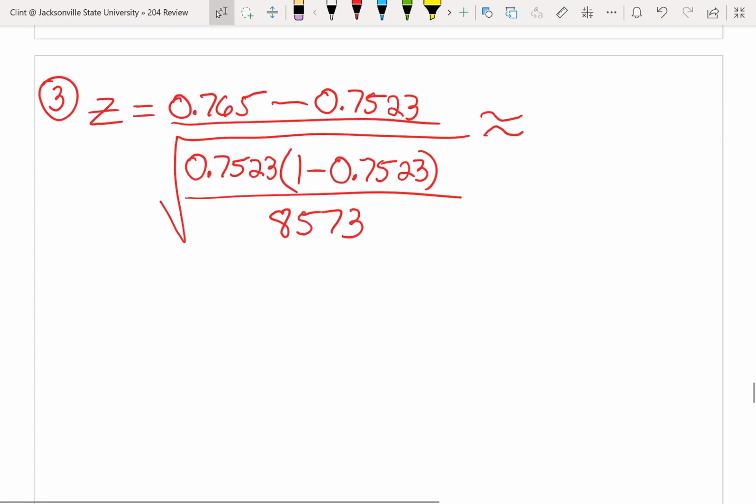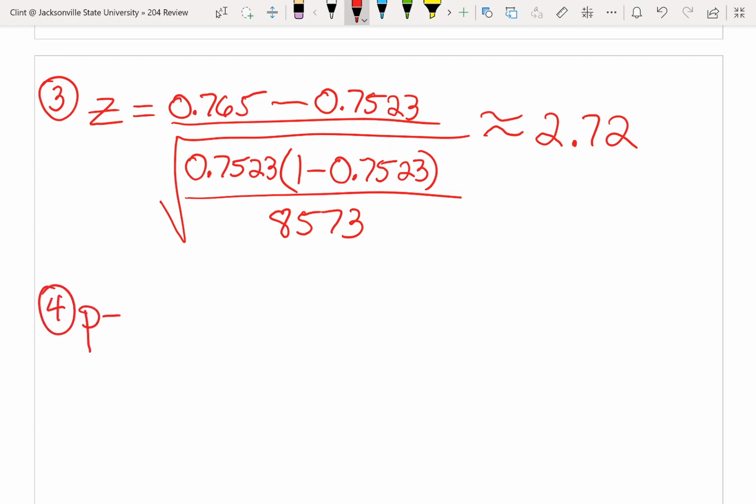So let's see what we get out of this thing. Okay, 0.7523 times 1 minus 0.7523 divided by 8573. I got 2.72. You got 2? Good deal. And it would be slightly larger if we kept more decimal places.